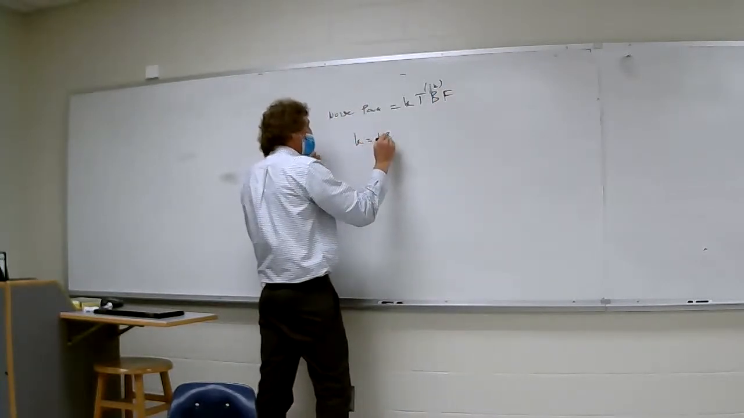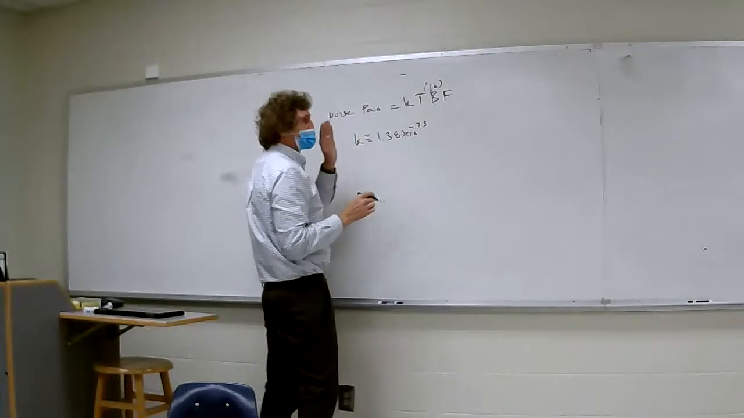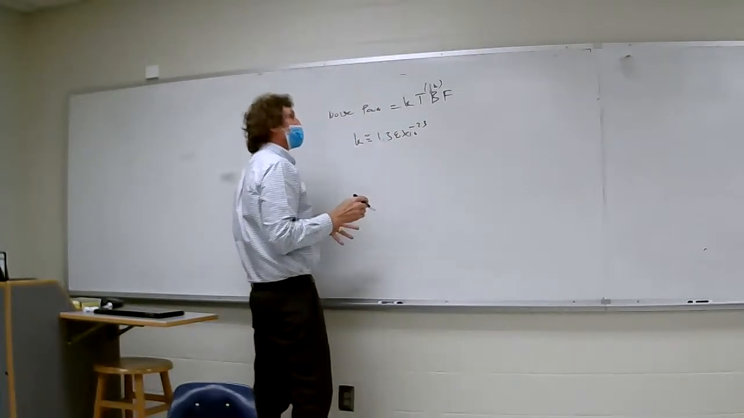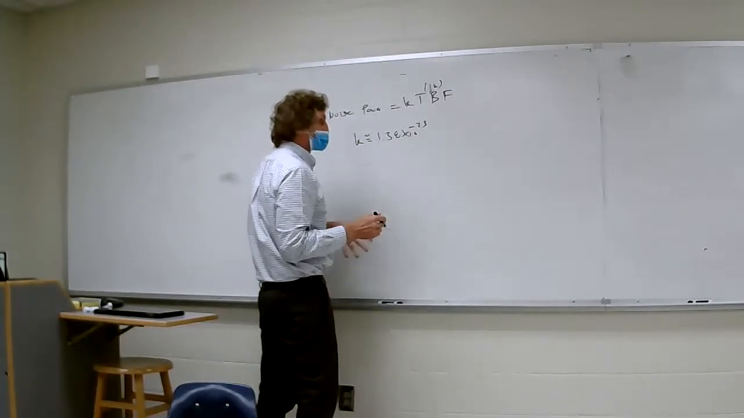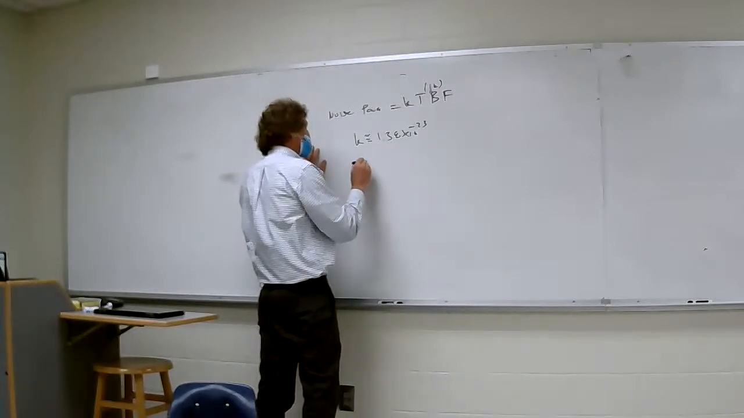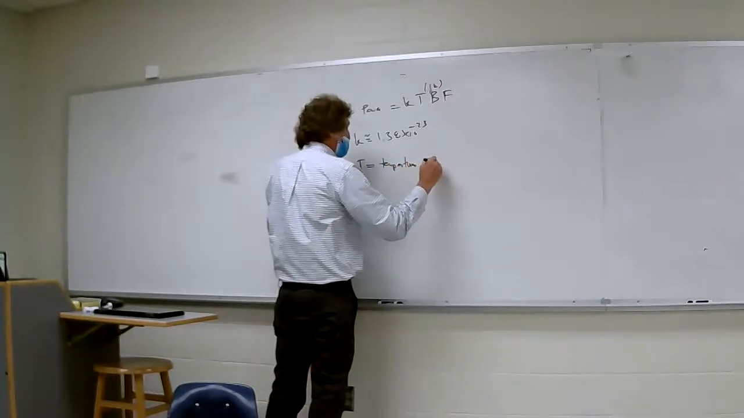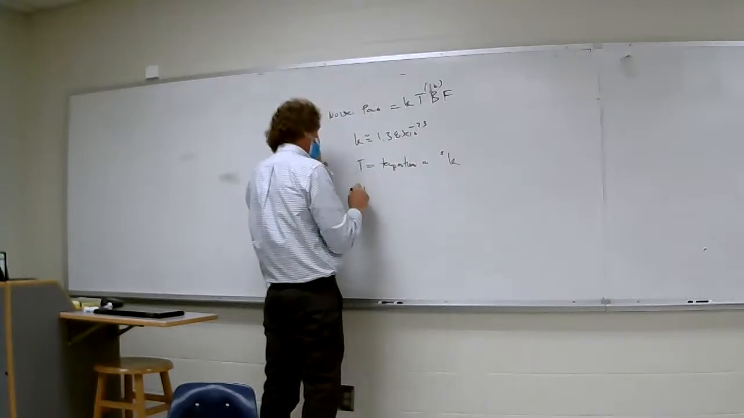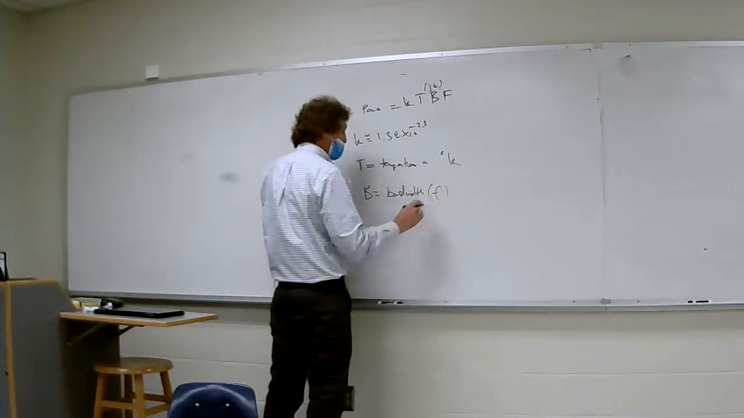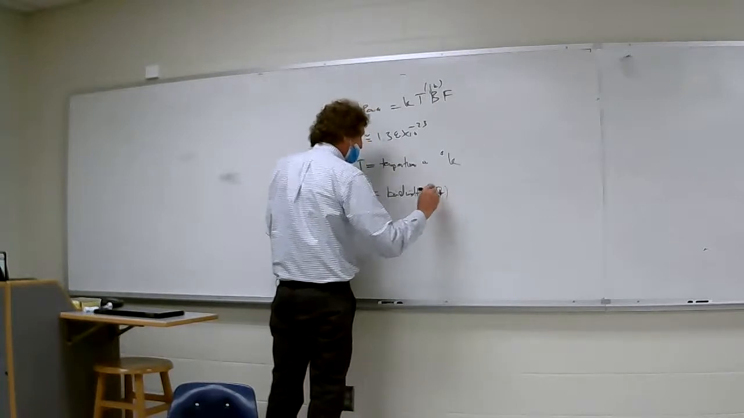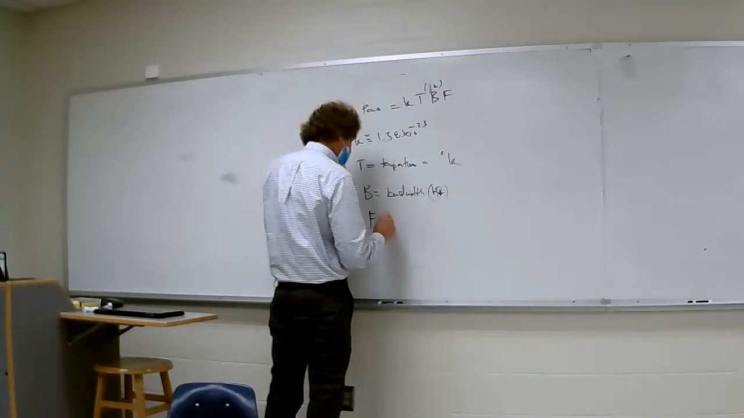So K is approximately 1.38 times 10 to the minus 23rd, in joules per degree Kelvin, per second I think, but don't worry about the units right now. T is the temperature in degrees Kelvin. B is the bandwidth, in hertz. And F is the noise figure.